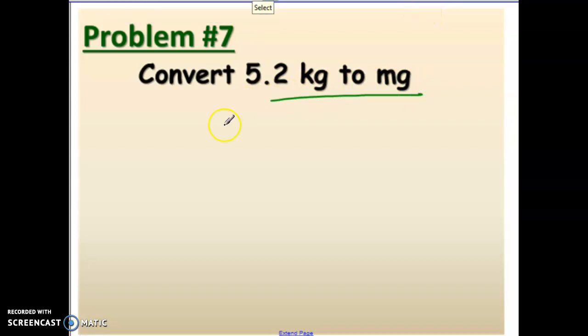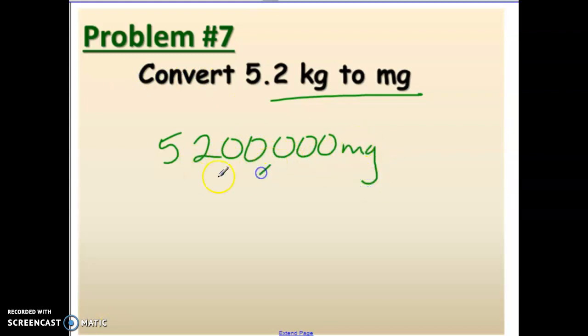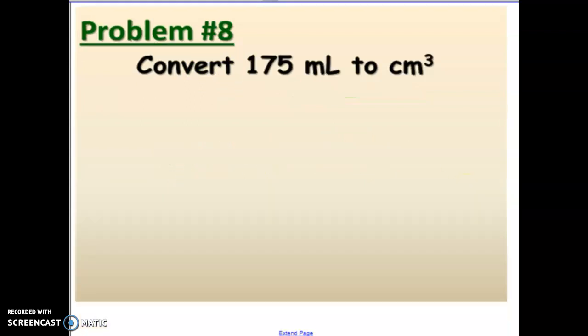Here you should have moved the decimal point 6 times to the right. 1, 2, 3, 4, 5, 6, just to double check. So you should have 5,200,000 milligrams. For our last one, you're probably going to need a little bit of help because this is our first time discussing this.